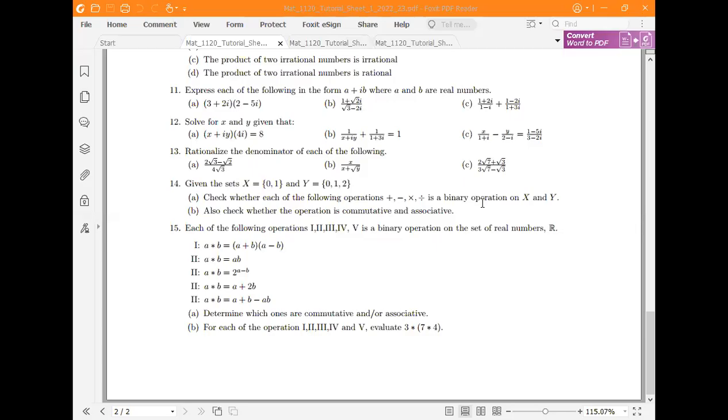I think last year there was this kind of question for this one, where there is a variable. So there's a variable there.